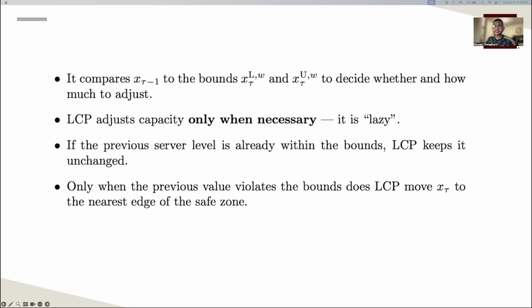So basically, LCP is like checking every hour whether your barista count is too high or too low. If it's fine, don't change anything. If it's too low, you should bring someone in, and if it's too high, just send someone home. That's it. And you're not making these changes based on predictions far ahead of time. You're mostly using predictions right before the real time.